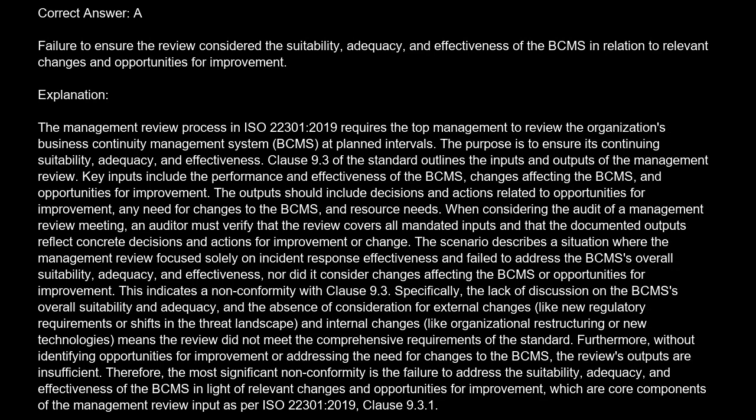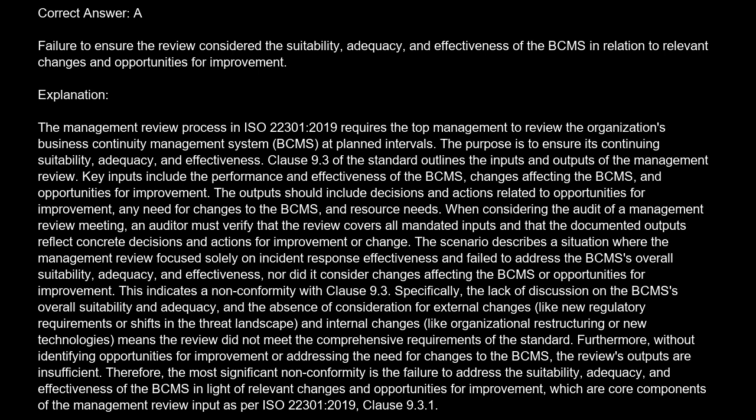The correct answer is A. Failure to ensure the review considered the suitability, adequacy, and effectiveness of the BCMS in relation to relevant changes and opportunities for improvement. Explanation. The management review process in ISO 22301/2019 requires the top management to review the organization's business continuity management system, BCMS, at planned intervals.